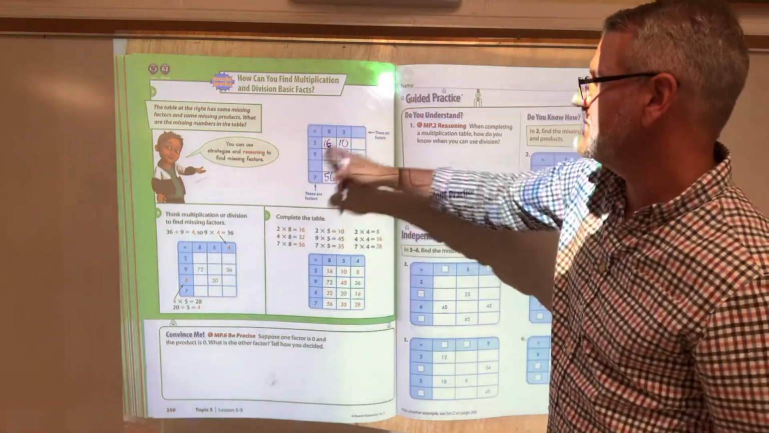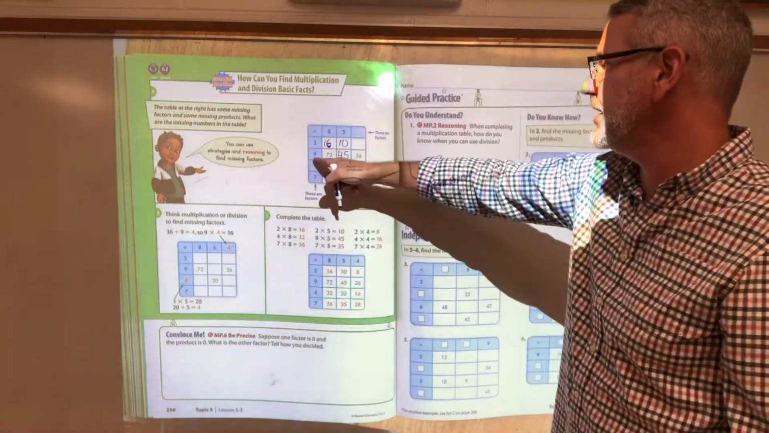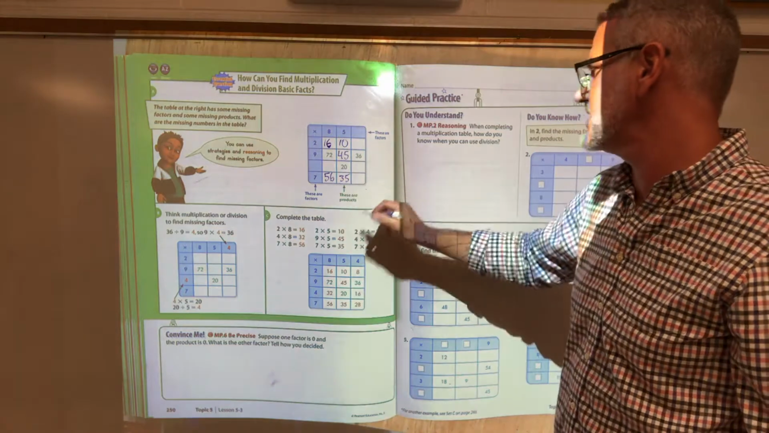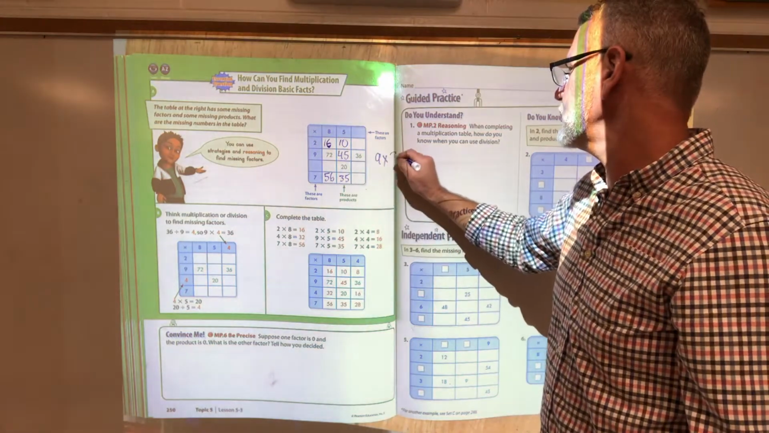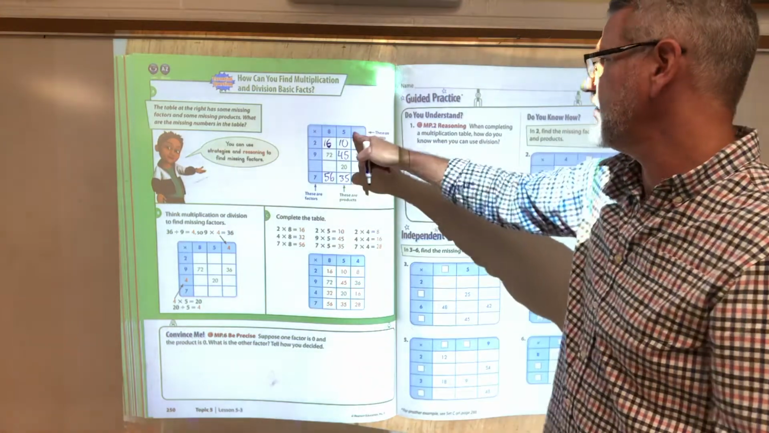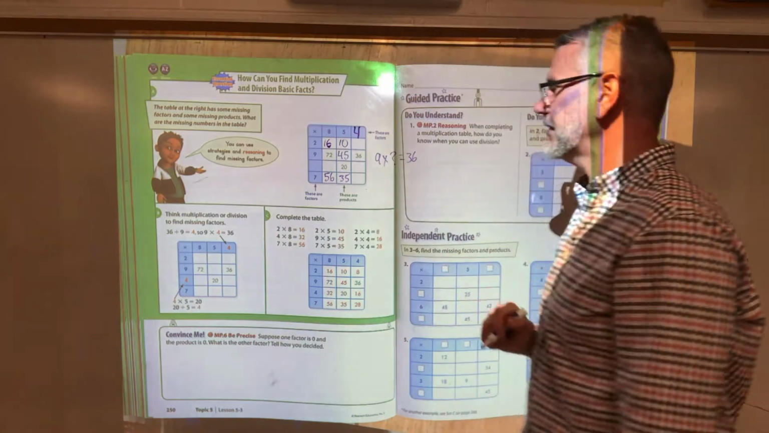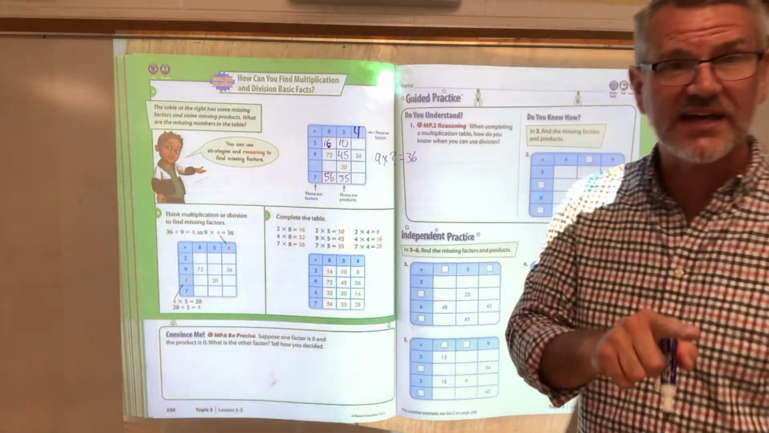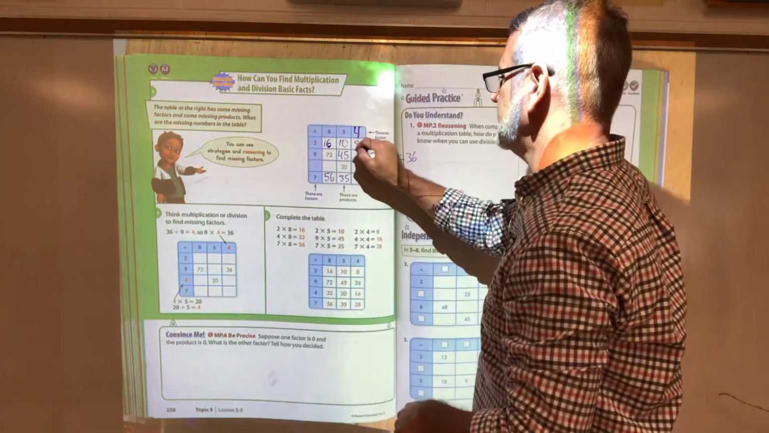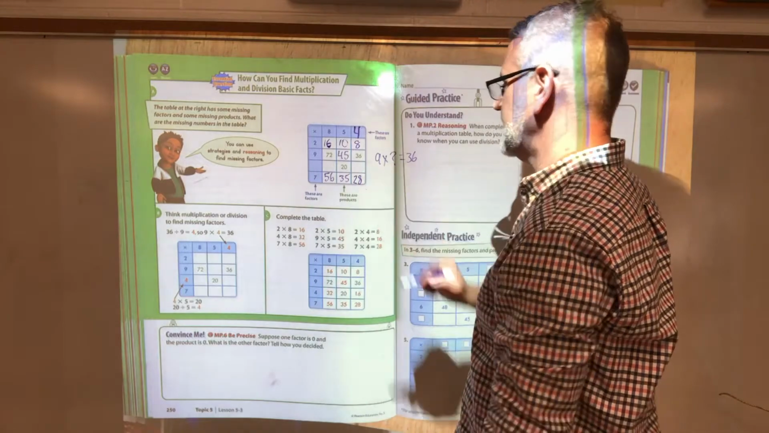Well, the problem is we got some missing factors here. And to figure those out, we can say, well, I've got 9 and I've got 36. So 9 times what equals 36? And that's going to be the factor that goes here. And that's going to be a 4. Now if you know that, now you can figure out these others. 2 times 4 is going to be an 8. 4 times 7 is going to be a 28.